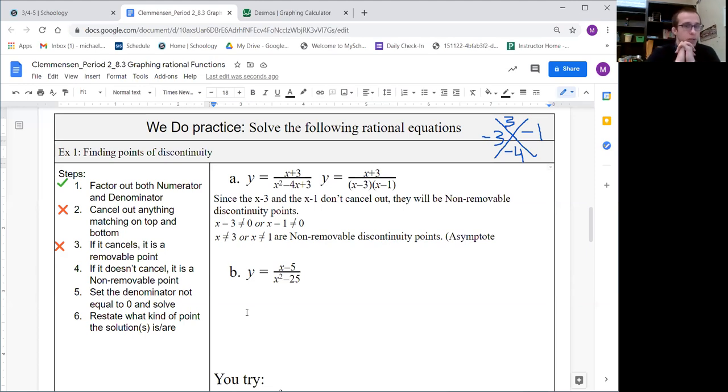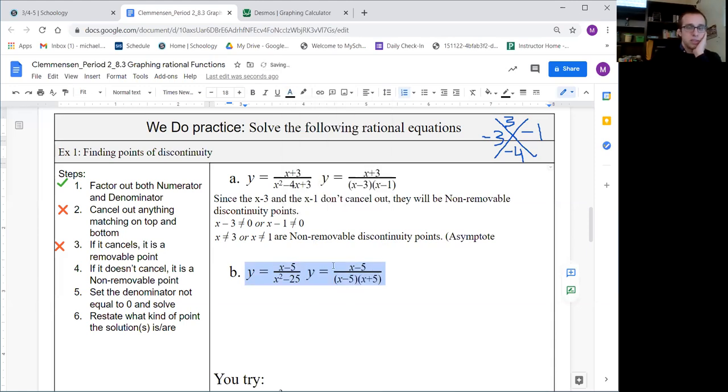All right, then we'll move on. We'll do the same process. Factor first. Factor the numerator and the denominator to get x minus 5 times x plus 5 on the denominator.